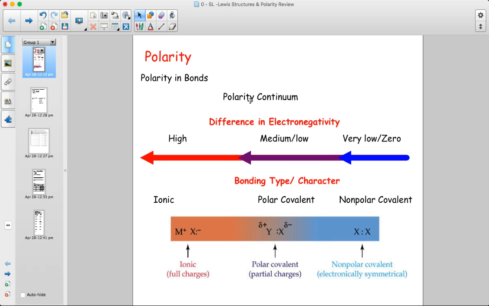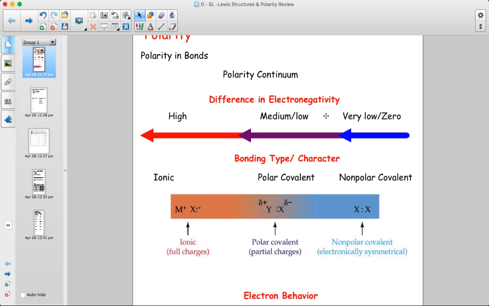What we're focused on here is when the difference in electronegativity is a little bit less, somewhere in the medium to low to very low, and actually zero difference. And that's going to put us in the covalent type of bonding, where electron pairs are being shared. Up to around a difference of about 1.8 is a rough guideline for the difference in electronegativity.